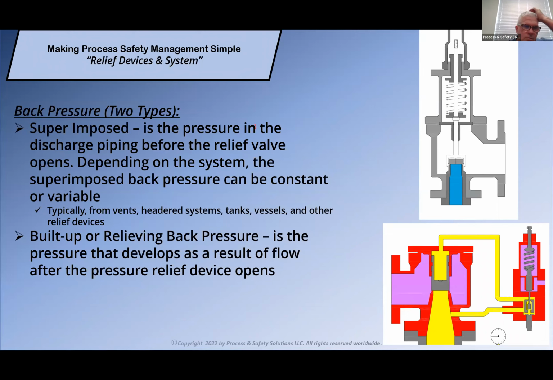So the two back pressures we're talking about are superimposed and built up relieving back pressure. So superimposed back pressure is the back pressure that your relief device may see all of the time.